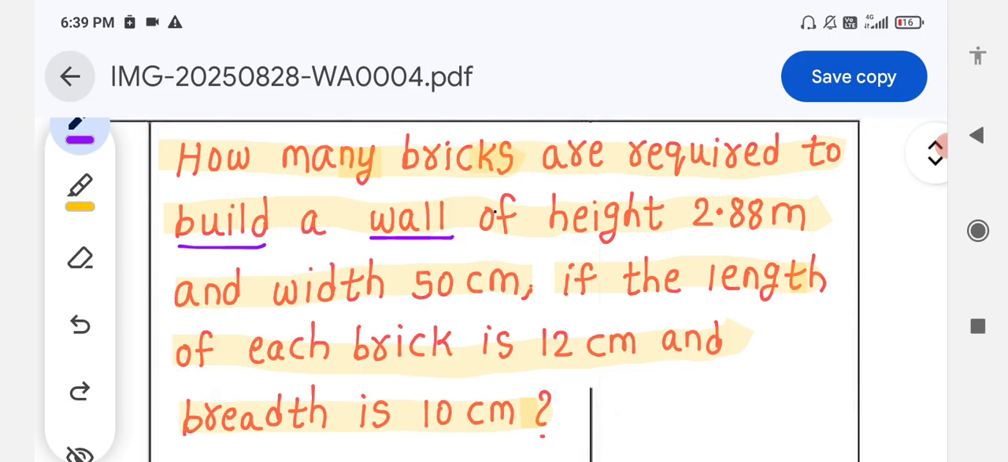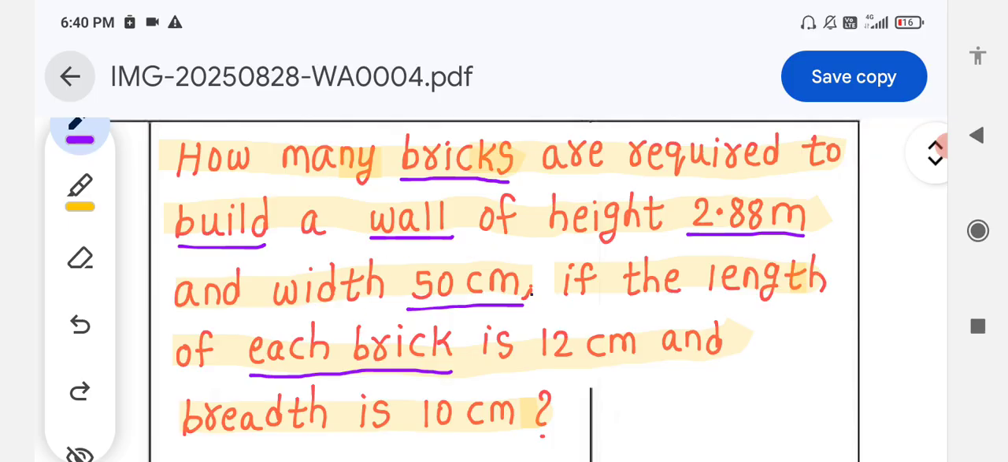And with what do we construct the wall? We are going to construct the wall with bricks. Here they gave the dimensions of the wall, and the wall is going to be constructed with the bricks, right? They also gave the dimensions of each brick, and also the dimensions of the complete wall. If you observe carefully, the height of the wall is in meters, but the width is in centimeters.